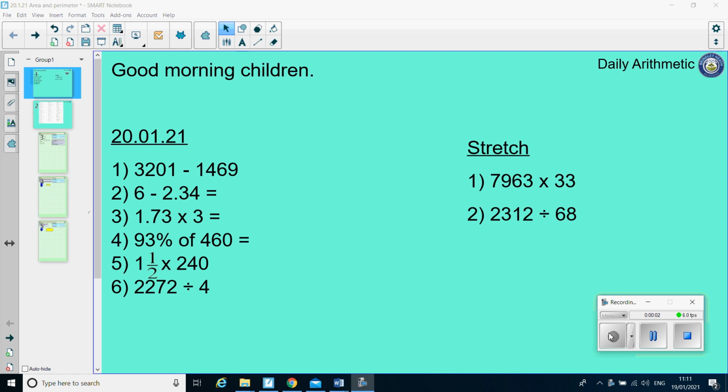Hi Year 6, welcome to Wednesday's maths lesson. Today we're going to be carrying on having a look at area and perimeter. As usual though, before we go into the main part of our lesson, we have got our daily arithmetic practice. So if you pause the video now and have a go at the 6 questions on the screen.